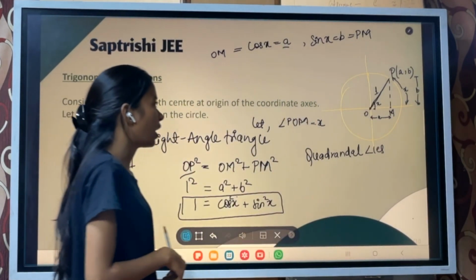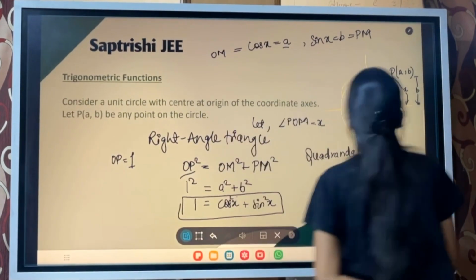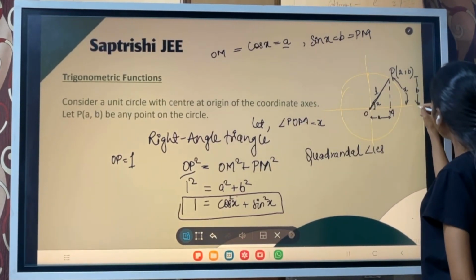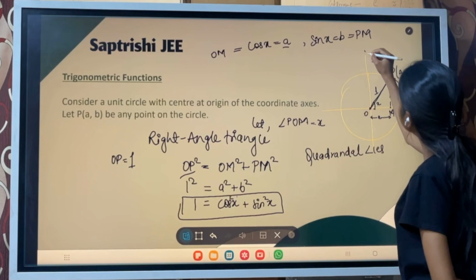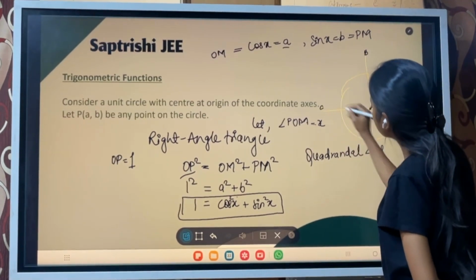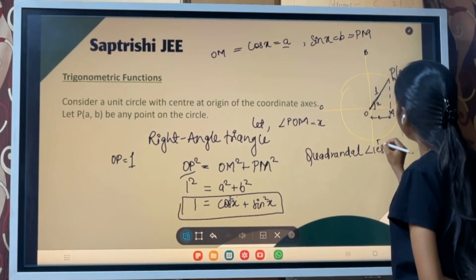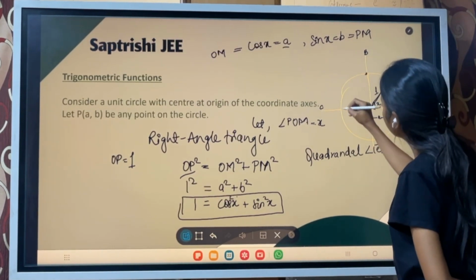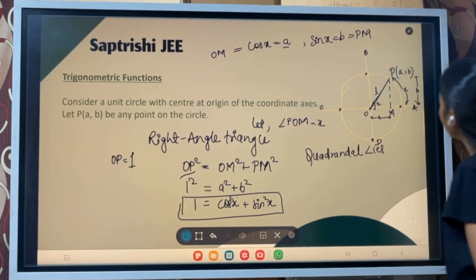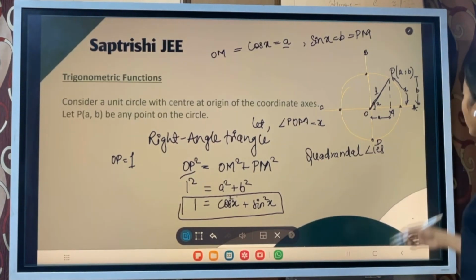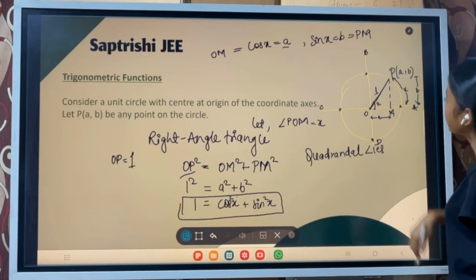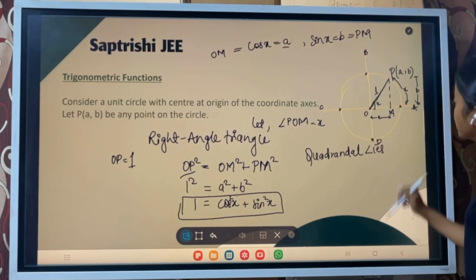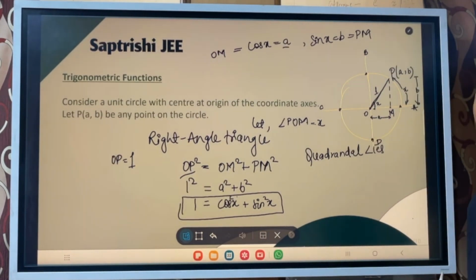What is quadrilateral angles? Quadrilateral angles are, let's give the name, let it be A, B, C and D. So if we see here, we have 4 quadrants. AOB is the first quadrant, BOC is the second, COD is the third quadrant, and DOA is the fourth quadrant.